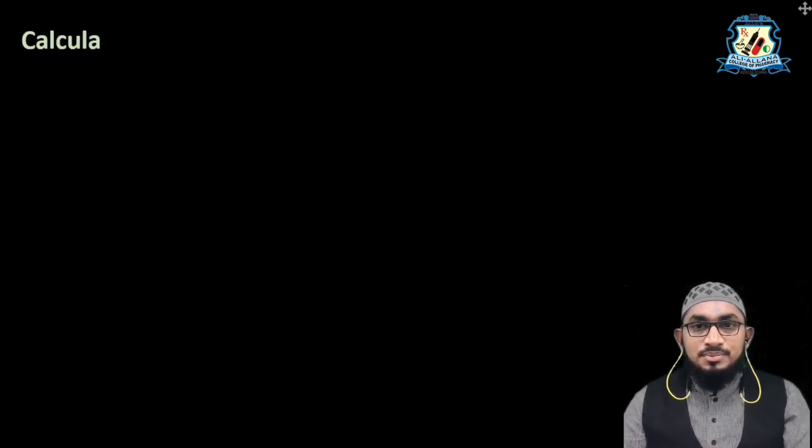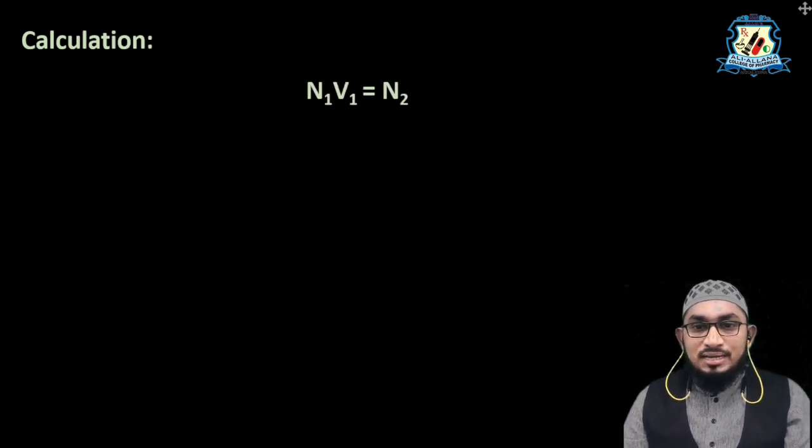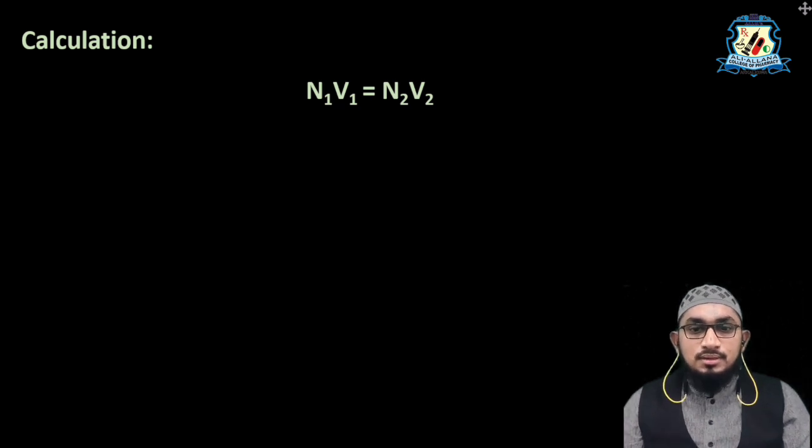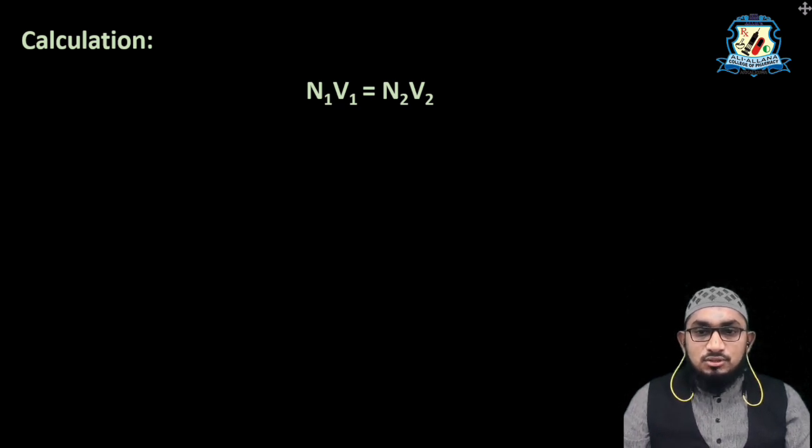For calculation, we will use the basic formula of acid-base titration to calculate the normality of our sample. And from the normality, we can calculate the solubility of our sample. So here is the formula, N1V1 is equal to N2V2. Here N1 is the normality of benzoic acid which we have to calculate. V1 is the volume of benzoic acid. N2 is the normality of titrant, that is sodium hydroxide. And V2 is the volume of titrant which is required to neutralize our sample, or we can say the burette reading.